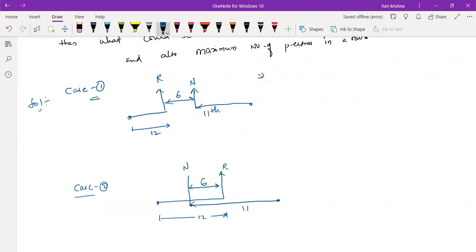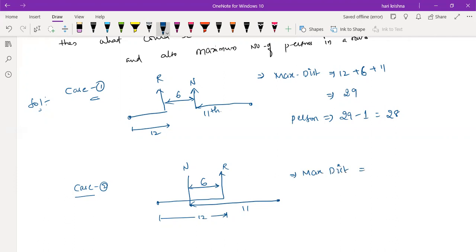Now, in this case, what is the maximum number of people in the row? 28. Maximum distance is how much? 12 plus 6 plus 11, that means 29. But we want only the persons, so persons can be 29 minus 1, that is 28. Now, in this case, what is the maximum distance in the row?